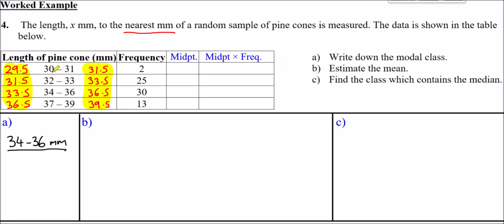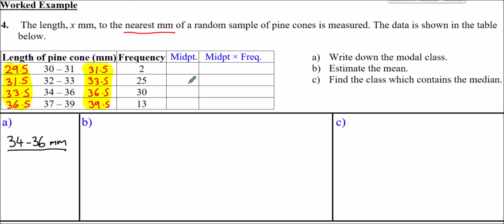For example, if this was from 0 to 5 millimeters, then the lower limit would be 0 because you can't have a negative length, and this one would be 5.5. So that would have given a different width than what we'd have by taking this one.